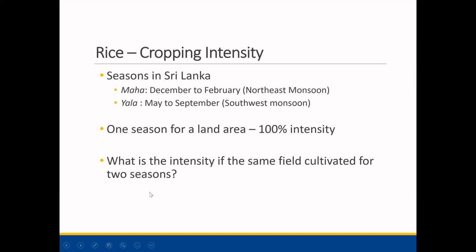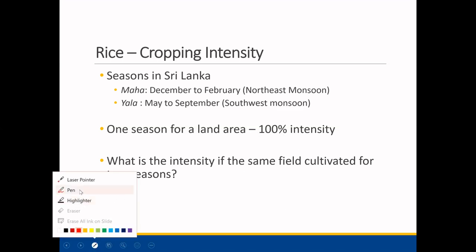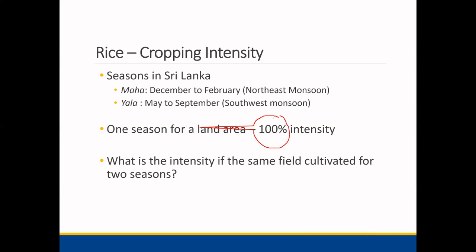But think about rice. In the majority of areas, we are able to cultivate rice for two seasons within 1 year when we have supplementary irrigation. So what kind of intensity can you have? If you can cultivate 1 hectare for two seasons, it's simple math. One season is 100%, so you put 100 into 2.